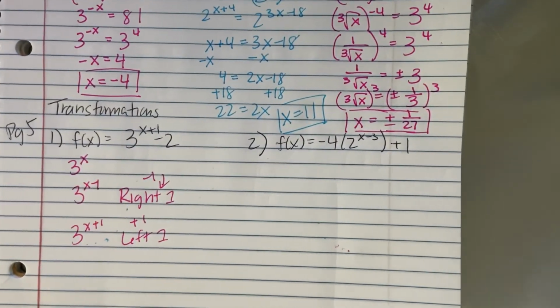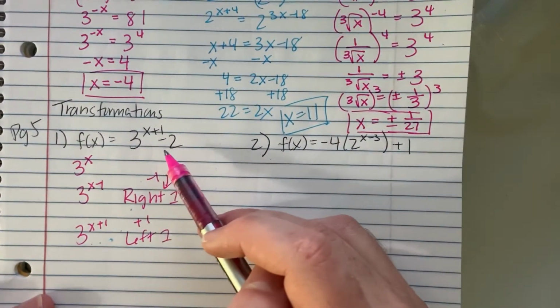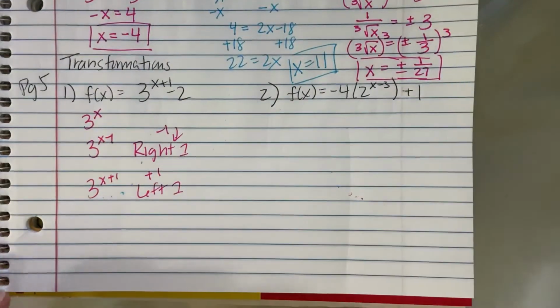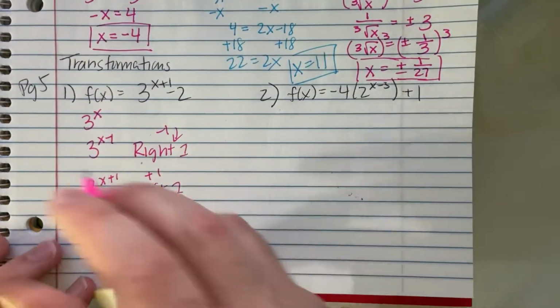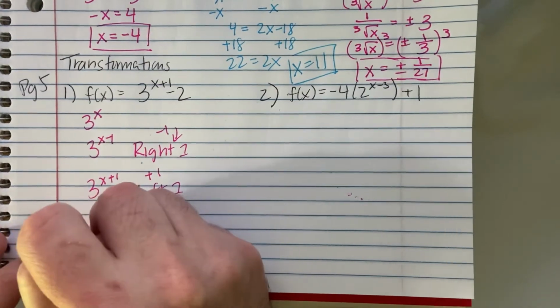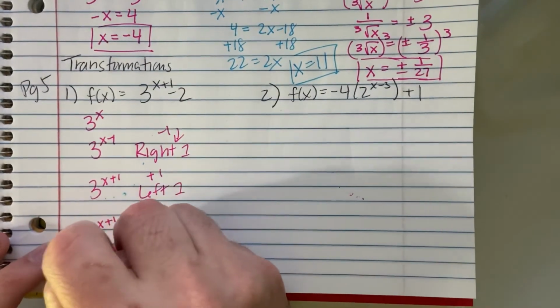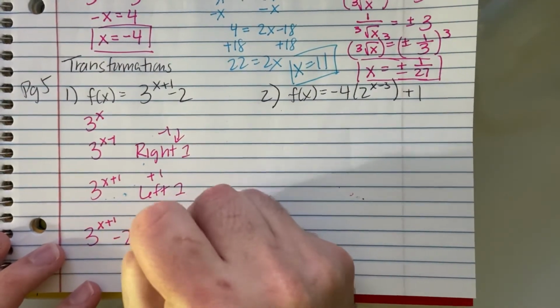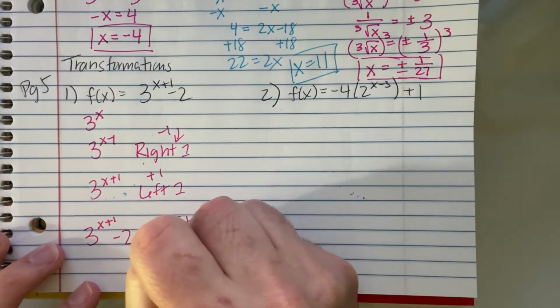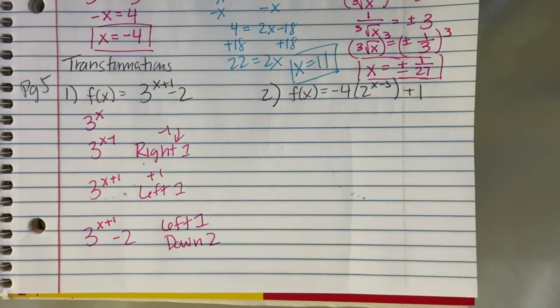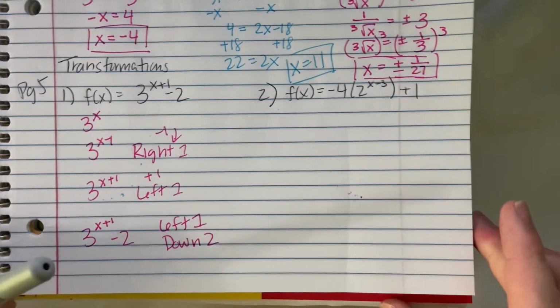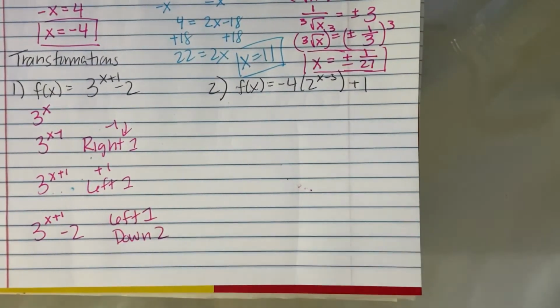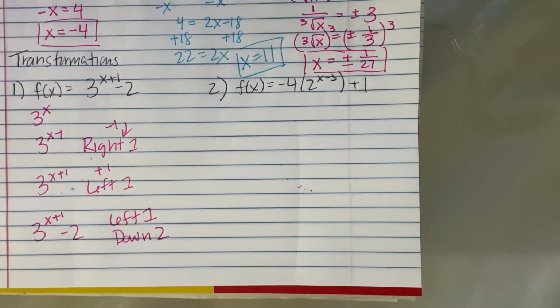So that's just a quick rundown. Now again, just adding or subtracting something at the end is when it moves your y value up or down. Minus moves it down. So in total, 3^(x+1) minus 2 is left 1, and then down 2. Not too bad. It works the same as transformations worked before. It's just where the numbers go looks slightly different.